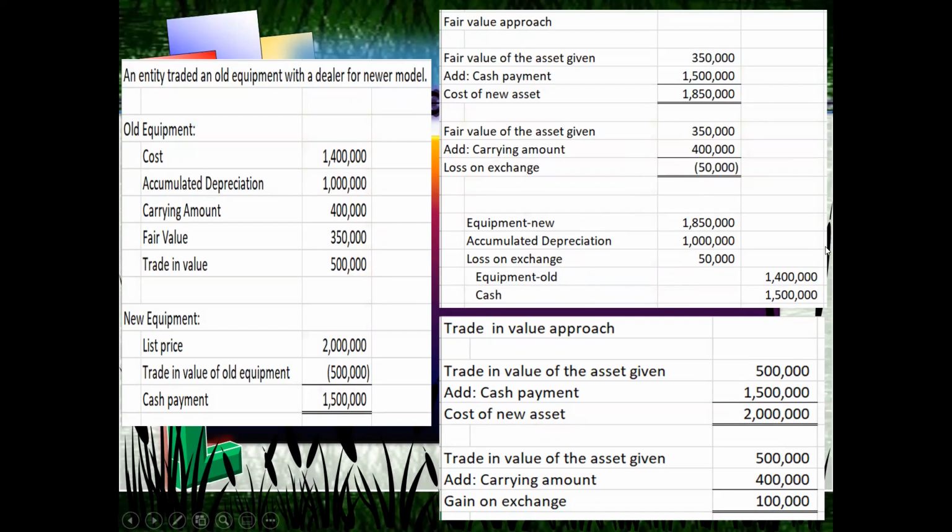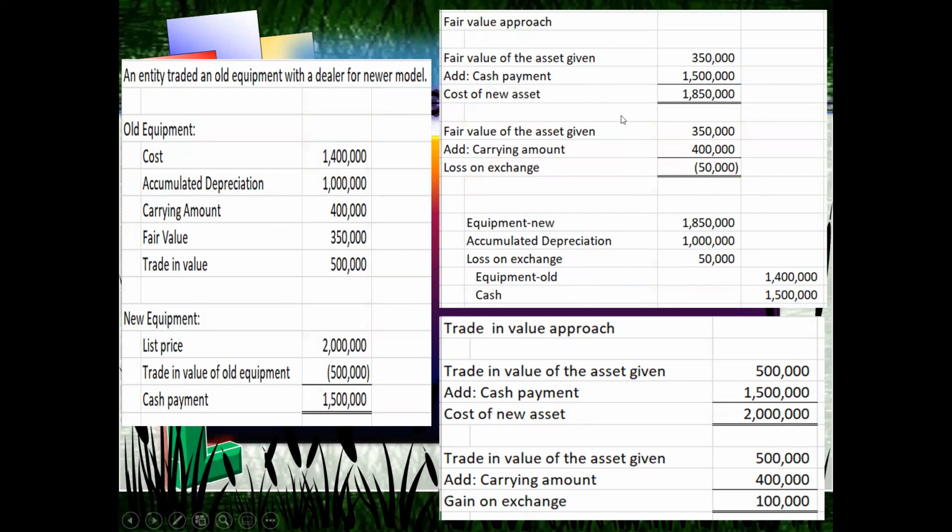And of course, yung binayad natin na cash na 1.5 million. So if you're going to check this, of course, dapat magtali sila. So you have 2,900,000. So this is 2,900,000 also. So that's under fair value approach.